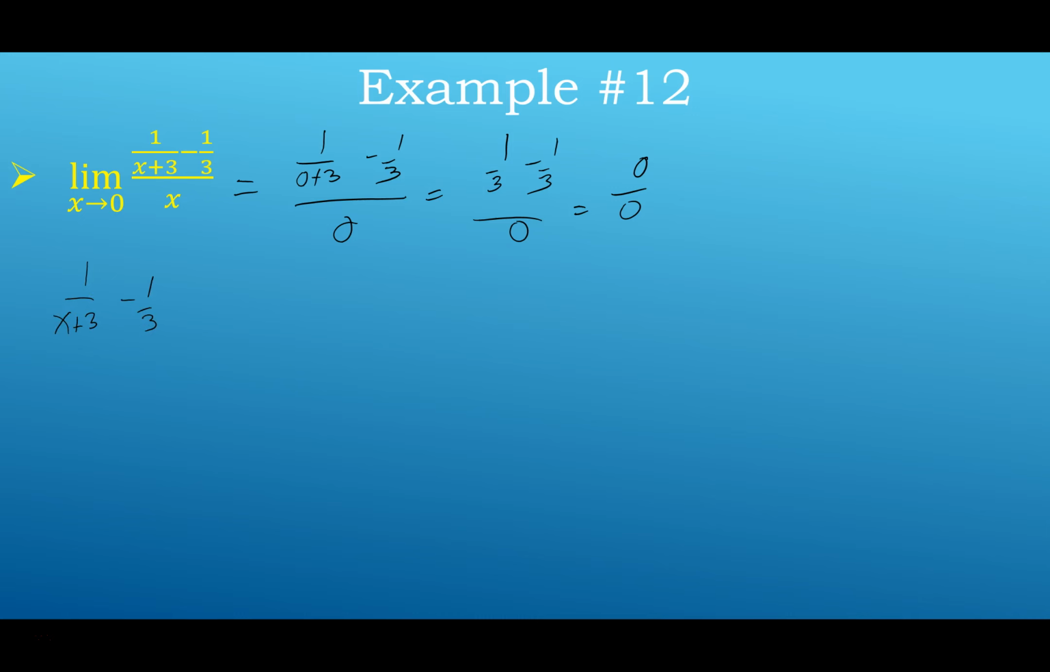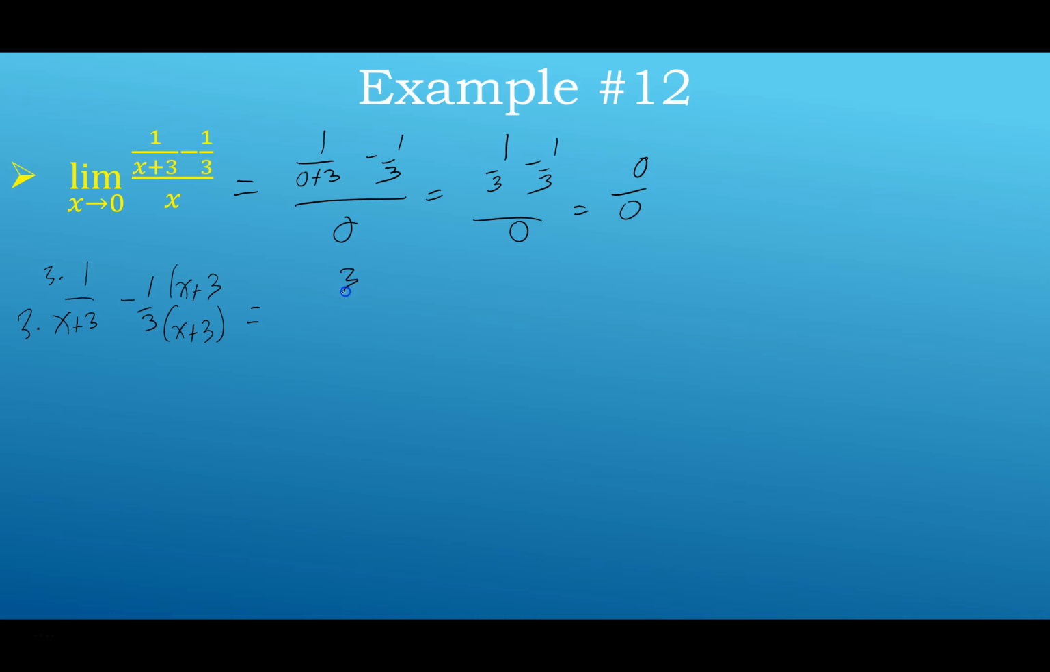Well, remember, when we subtract fractions, or when we add them, they must have a common denominator. x plus 3 and 3 are not common, so one easy way to do it is to make sure they have the same denominator. So this needs a 3, so I'm going to multiply top and bottom by 3. This needs the expression x plus 3, so I'll multiply top and bottom by that.